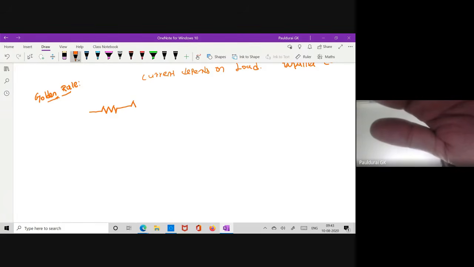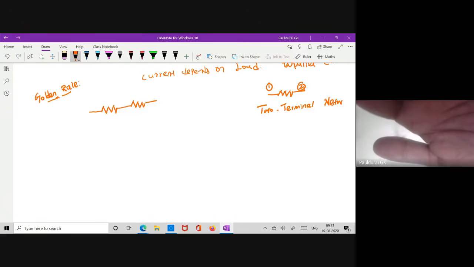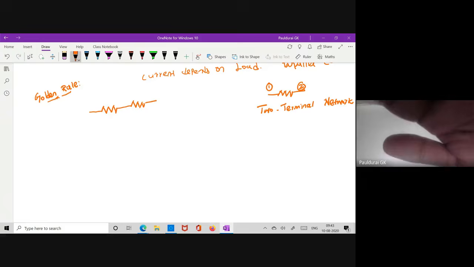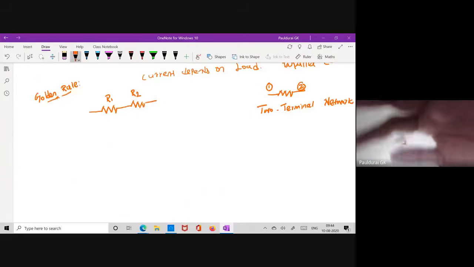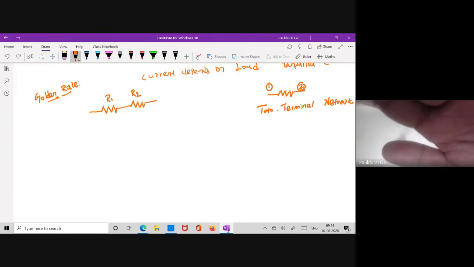So the golden rule for series connection: actually, what is resistance? It is a 2-terminal network, right? Terminal 1, terminal 2. So resistance is a 2-terminal network, or 2-terminal device or 2-terminal component, whatever it may be. So take R1, this is R2. This is series connection, right? Guys, are you with me? Yes, sir. So you know what is parallel, right?